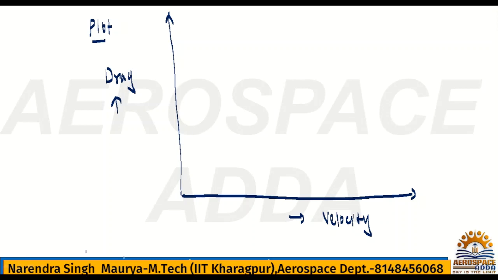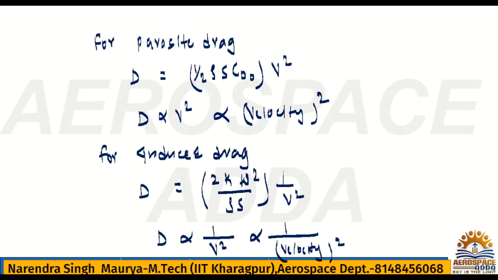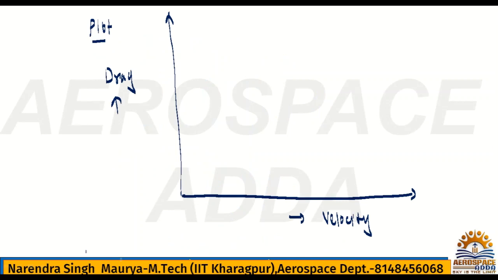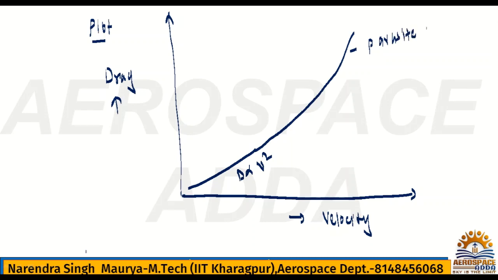Let me take this. Okay, parasite drag. What is the parasite drag? Drag is directly proportional to velocity square. It is just like a parabola, so just like a parabola means like this. Yes or no? This is drag directly proportional to velocity square, which is nothing but parasite drag. Parasite drag. Fine.